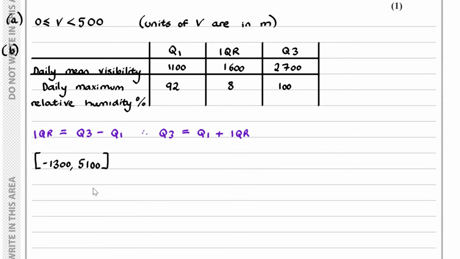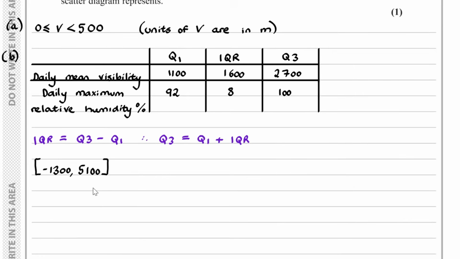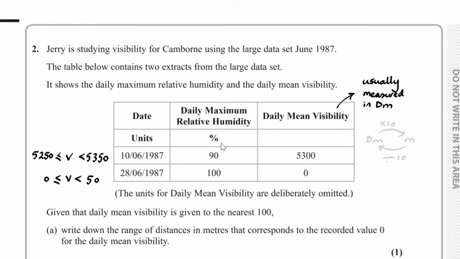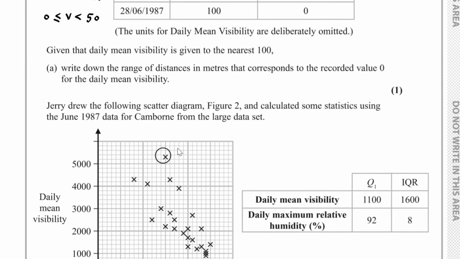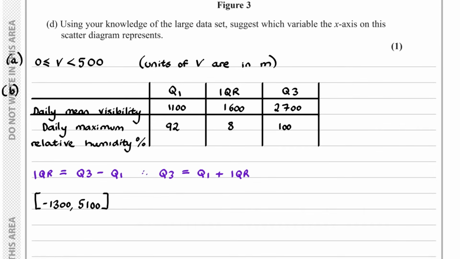So what we see over here is that value shown in the scatter diagram here, which corresponds to 5300, that's greater than what we've just found over here for the 5100. So what we see over here, since the 5300 is greater than the 5100, we can conclude we have an outlier.